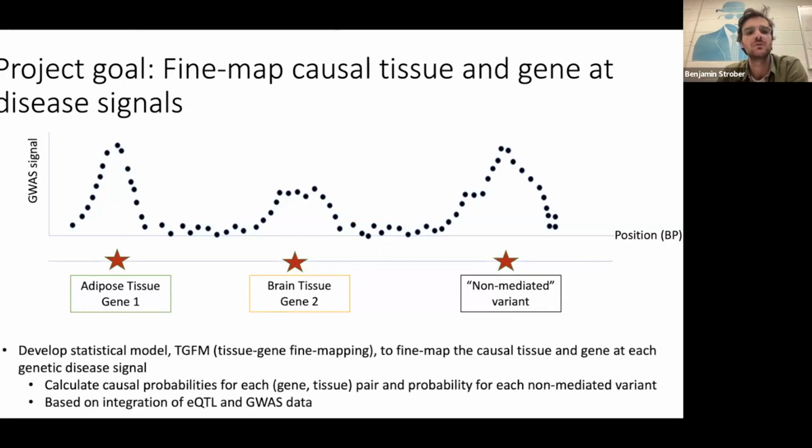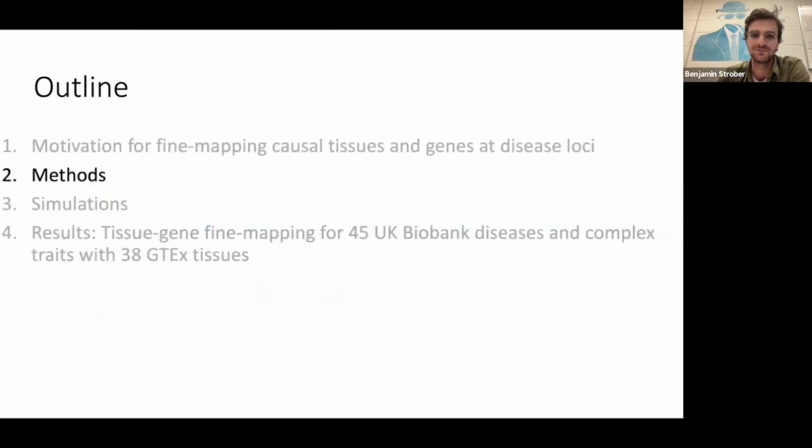And a bit more concretely, we're going to develop a statistical model that we're going to call TGFM, standing for tissue gene fine mapping. And it's going to fine map the causal tissue and gene in each genetic disease signal. And what this is going to involve is calculating causal probabilities for each gene tissue pair and the probability for each non-mediated variant. And we're going to do this based on the integration of GWAS data and eQTL data from diverse tissues.